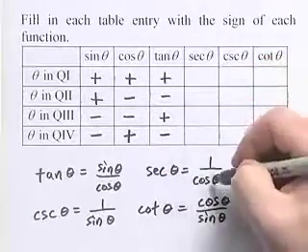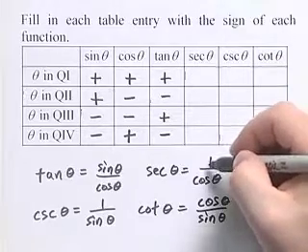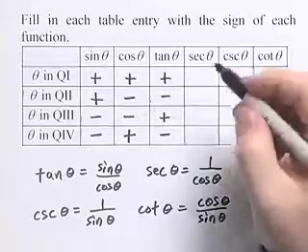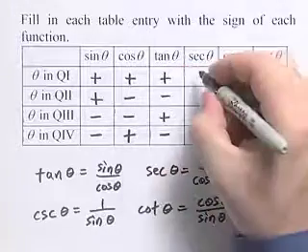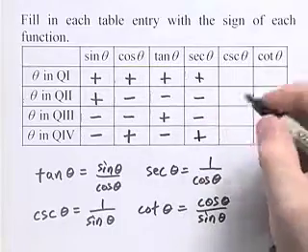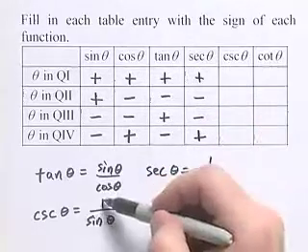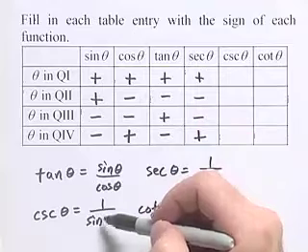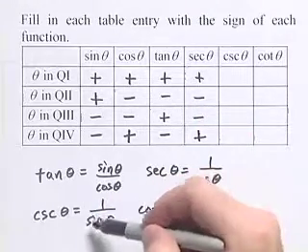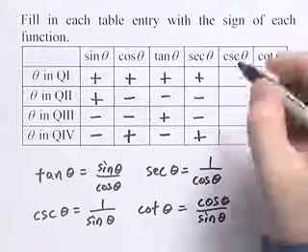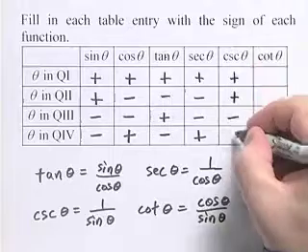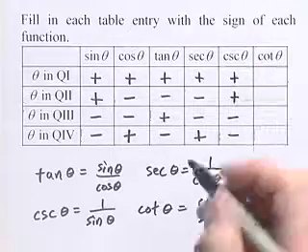Secant is 1 divided by cosine. 1 is positive, so basically the sign for the secant is going to be the same as for cosine. So we look at the cosine values here, we'll get plus, minus, minus, plus. For the cosecant, cosecant is 1 divided by sine. Since 1 is positive, the sign of cosecant will equal the same sign that we get for the trig function sine. If we look over here at sine theta, we get plus, plus, minus, minus.